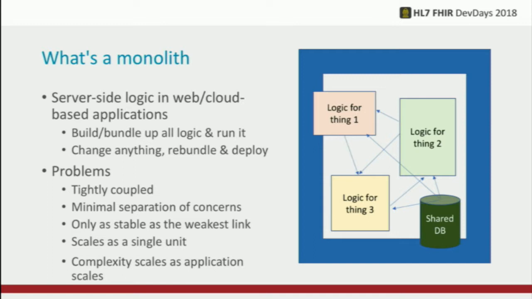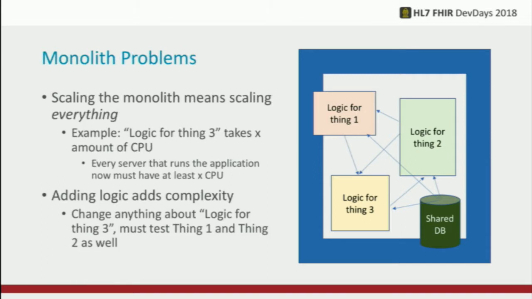It scales as a unit, and the complexity scales as you add more little boxes of logic and more arrows. Understanding it all can get super complicated. Scaling the monolith also means you need to scale everything. So if a certain part of your application needs a certain amount of CPU, then every machine that you run your application on needs at least that much CPU. And eventually you run out of machines big enough to run all these things. They only make machines so big.